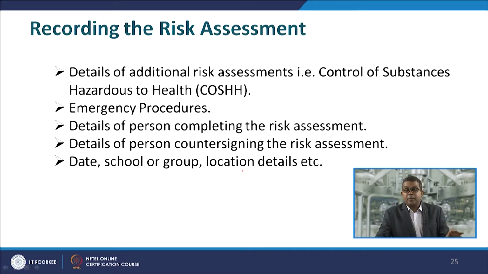It should be well publicized, and everybody who is working in that arena must be aware of who is responsible for this risk assessment. Then the date, group or school location, etc. All these things, because these groups or schools or locations may be vulnerable. So you must record all those things, whether they are within the plant location or outside the plant location.